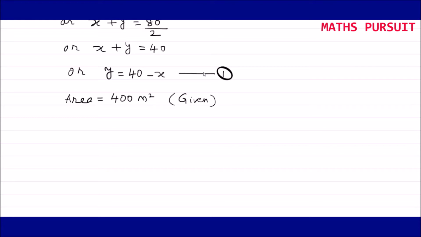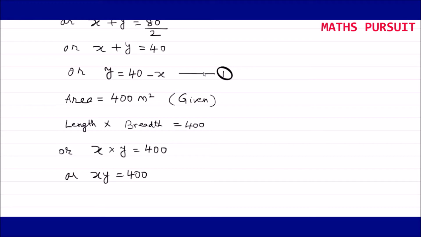Now, what is the area of a rectangle? We very well know that the area of a rectangle is nothing but length into breadth, so that is equal to 400 meters square. We have considered length as x and breadth as y, so x into y is equal to 400. That is, xy is equal to 400. Here, guys, I am going to replace the value of y from equation 1.